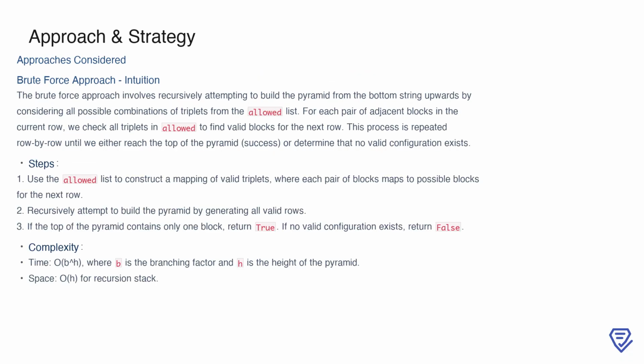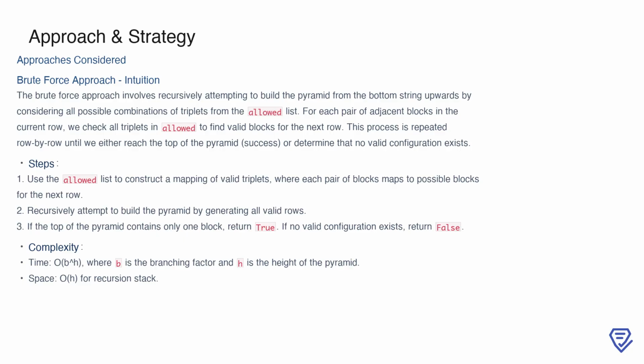We begin by considering a brute force approach to solving the pyramid transition matrix problem. The intuition here is to build the pyramid one row at a time, starting from the given bottom string. For each pair of adjacent blocks in the current row, we check the allowed list to find all valid triplets that can form the next row. This process is repeated recursively until we either reach the top of the pyramid, with only one block remaining, or determine that no valid configuration exists.